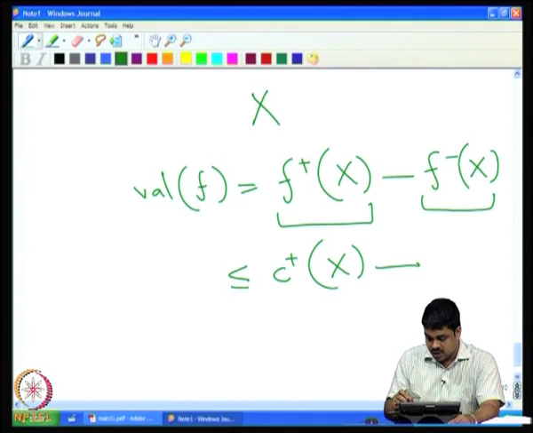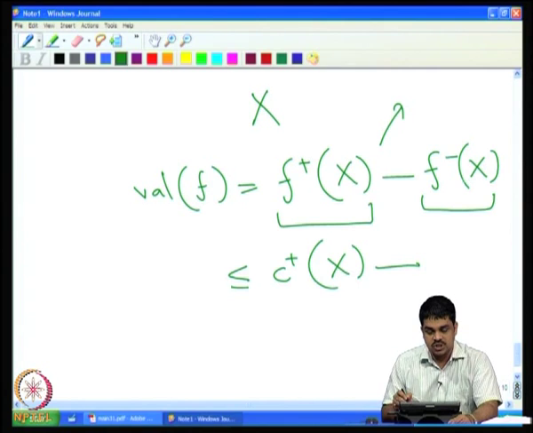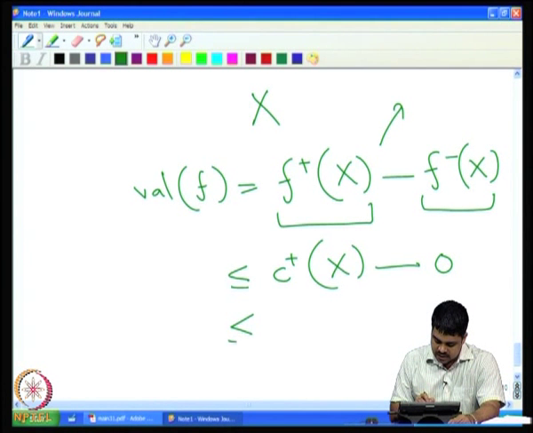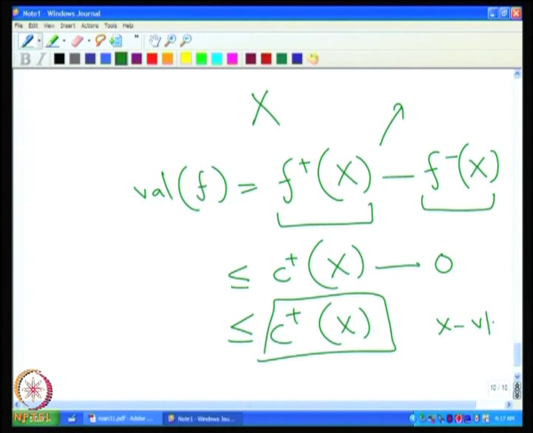of course, when it is smaller and smaller, this entire quantity can become bigger. But how small can this go? Of course, in the worst case it can go to 0, because 0 is a lower bound for any flow value. Therefore, this is minus 0, therefore, this is less than or equal to C plus of X, and this is exactly the capacity of this cut, the X, V minus X cut. So, therefore, the value of the flow can be at most the capacity of the cut.